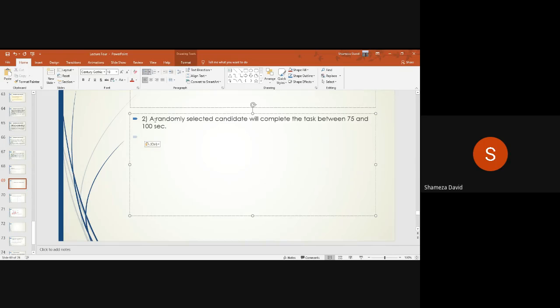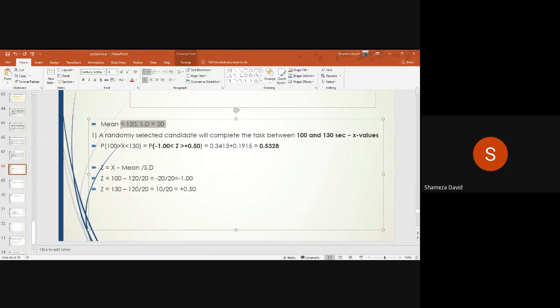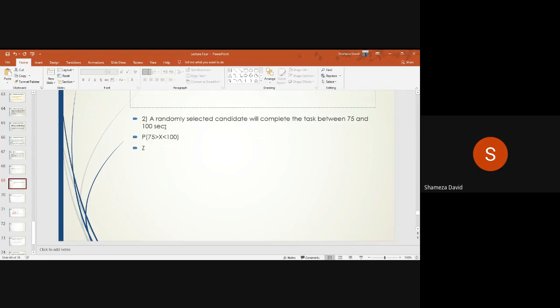So we know that we're looking for a probability, and it will be the probability that x lies between 75 and 100. We will find the z values now, so we have to convert these two. Let's just put back the values we have for our mean and standard deviation so that we're clear. If we're converting the 75 first, it's going to be 75 minus the 120, which is the mean, divided by the 20, which is the standard deviation.